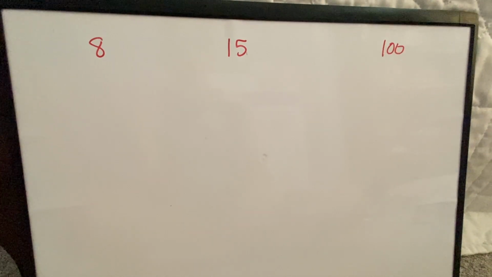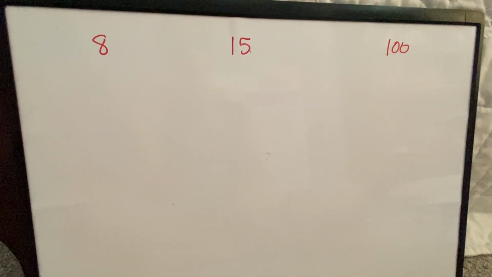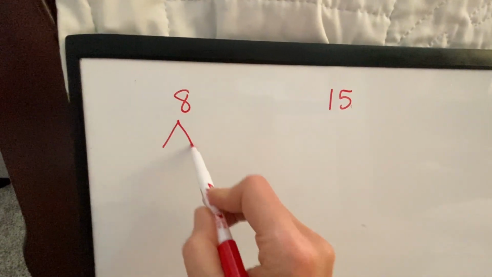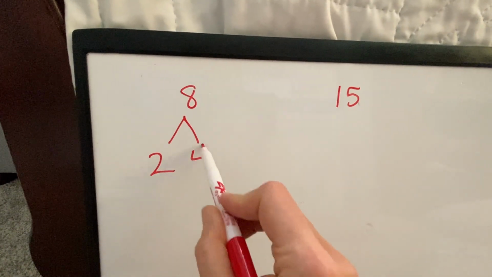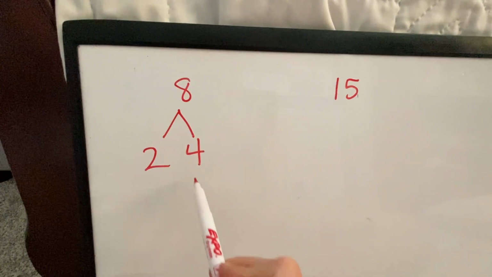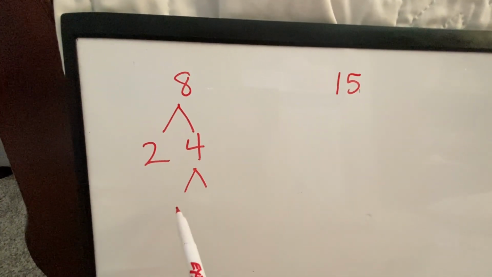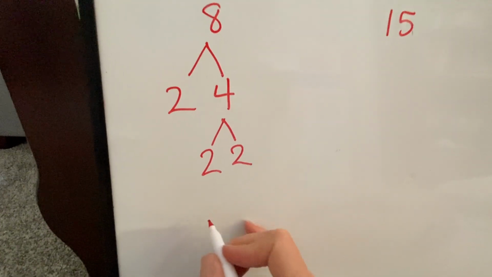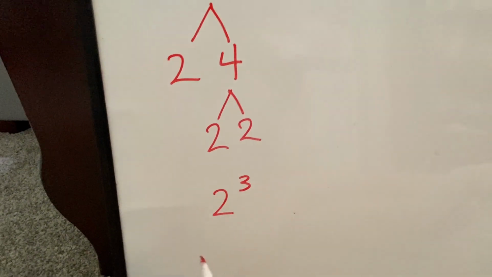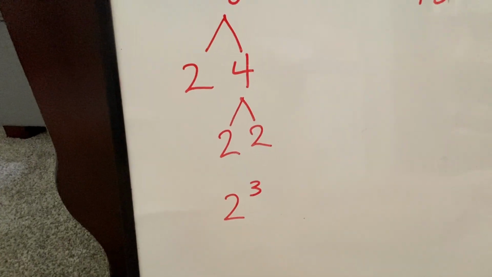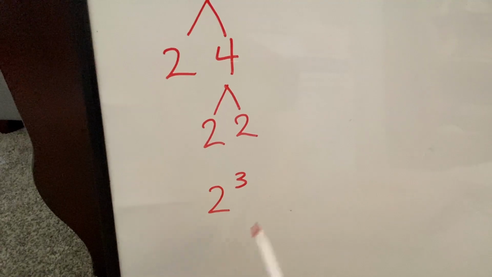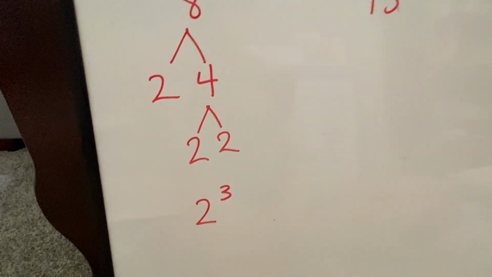What we do is find the prime factors of each one. We did this a couple lessons back. 8 is 2 times 4. The 2 is prime, so it stays. The 4 is not, so we can break it down into 2 and 2. So suddenly this is 2 cubed, 2 times 2 times 2. The prime factorization of 8 is 2 cubed.